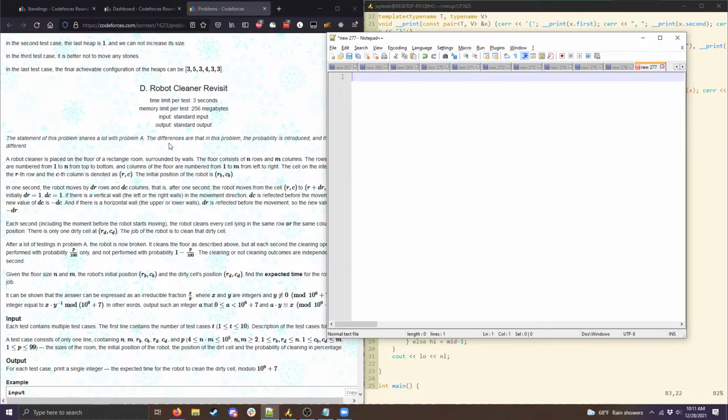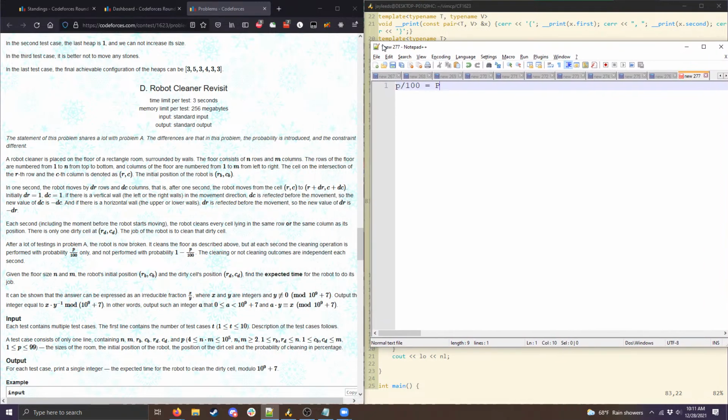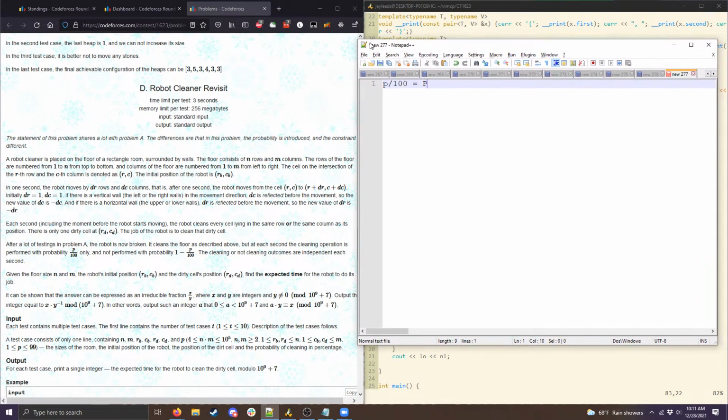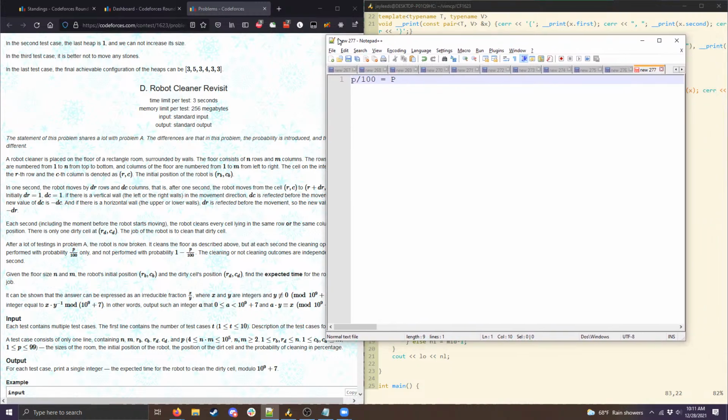So let's look at problem D. This is the same problem as A, except that now the robot is broken and it only has a probability of p over 100, which I'm just going to call p, big P, just so that I don't need to write this 100 denominator a bunch of times. There's a probability p of cleaning the dirty cell whenever we're in a position in the same row or column. And now we have to find the expected time to clean the dirty cell.